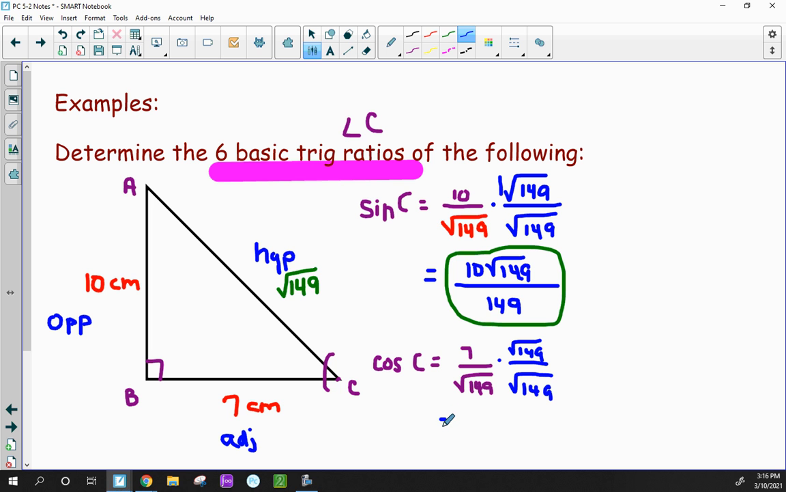And then underneath it, just show that you've multiplied 7 times the 1, which is 7 radical 149. And in the denominator, you have the square root times itself, and so that's just going to give you the radicand back. Okay, so there's a good answer for the cosine.